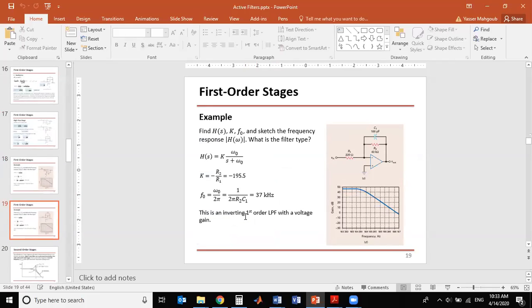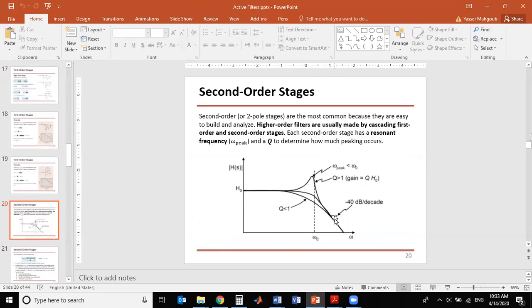This is for the first order, and these are some examples. Second order will have a transfer function that looks like this one. This is the frequency response, and it has different Qs. If Q is less than 1, you will have no peak, no resonance, so you don't have any resonant frequency. But if Q is larger than 1, you will start having a peak here, and this peak has a gain of Q times H0, okay?